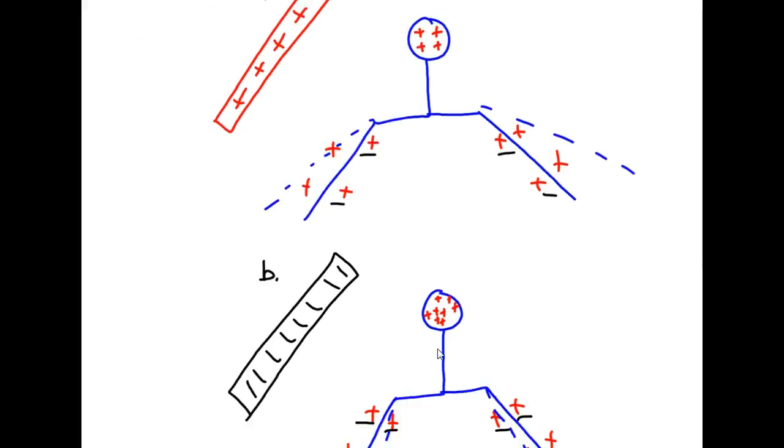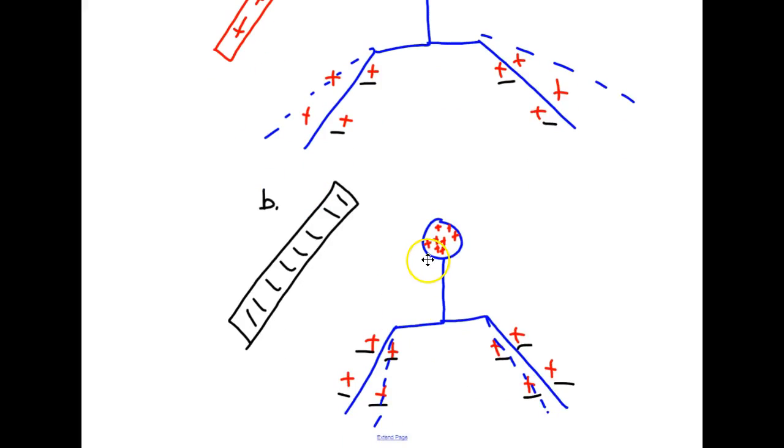And B, we start off with a net positive charge here, and we're going to bring a negative rod near it. Well, what would that do? It would push down any negatives that are in the knob down into the leaves.